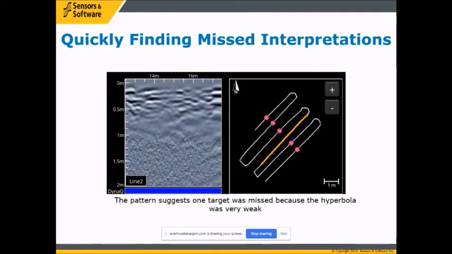SplitView also gives you an indication of where you may have missed adding an interpretation. In this example, we have 5 dots that all line up, and we have another one that looks like it's missing. Odds are you missed it. So you can scroll back through the GPR line, find where the hyperbola should be, and take a second look at it.